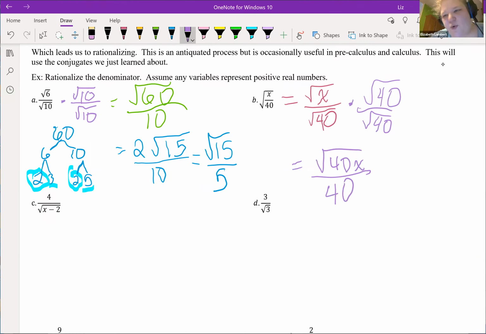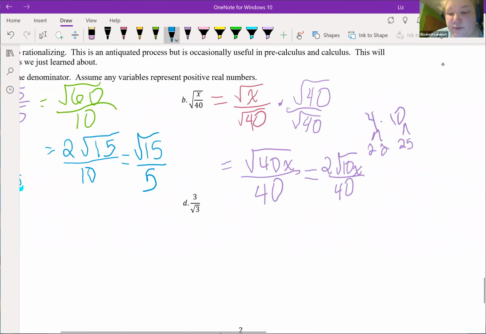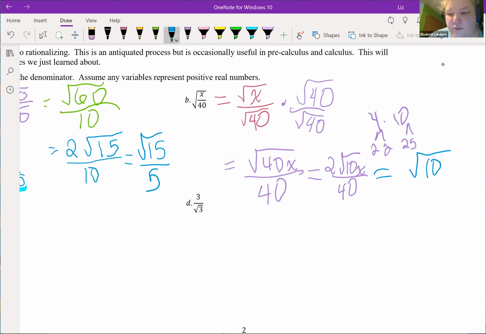So the x is going to stay, but that 40 has the 4 times 10. Pair of 2's, left over 2 times 5. So this is equal to 2 square root of 10x over 40, and that 2 divides into the 40, and we get the square root of 10x over, I'm sorry, over 20. Reduce.